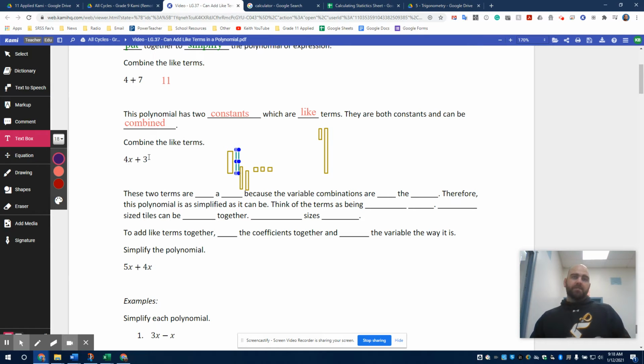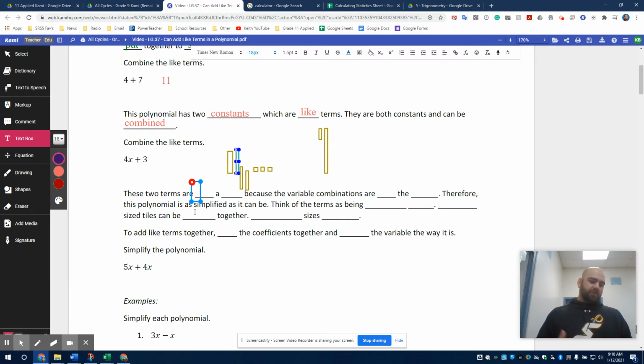Here we have 4 boxes. Here we have 3 people. We can't combine them together. That just doesn't work. Again, we don't know the size of the boxes. That's why we're calling it x. We don't know how big they are, but we know we have 4 of them. We can't combine the boxes and the people together because they're different things. So we can't do that.